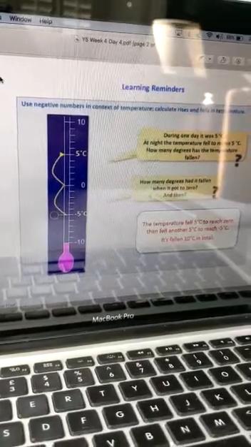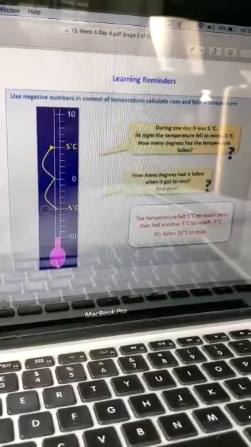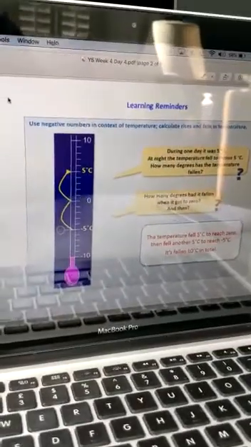Hi, okay, day 4, we are moving on to doing some work on negative numbers.